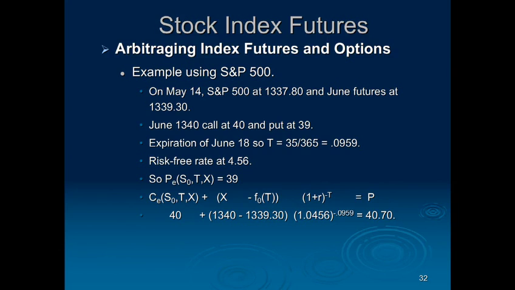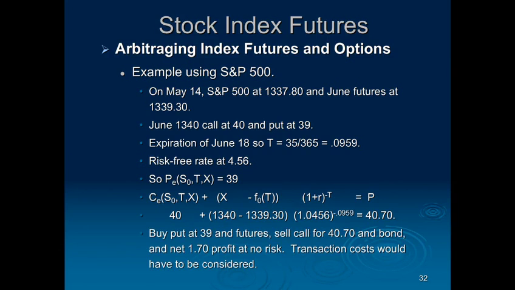If I do that, I can guarantee money. It's simple as that. Buy the put and futures, sell the call and the bond, and I make a net profit of $1.70, which is the difference between the theoretically correct price of the put and the current market price of the put. Okay. So, that's pretty much it.